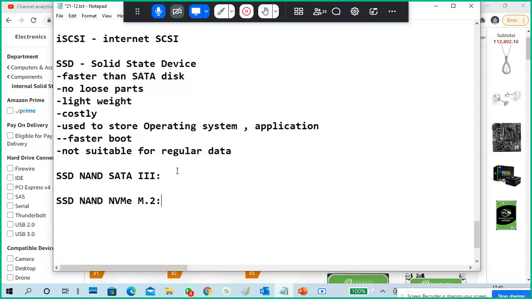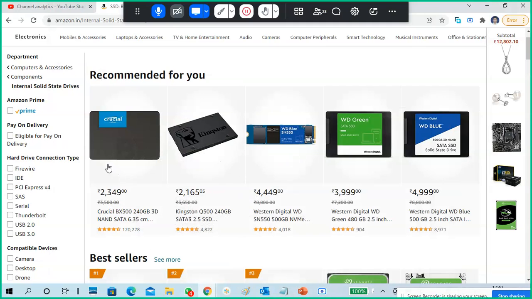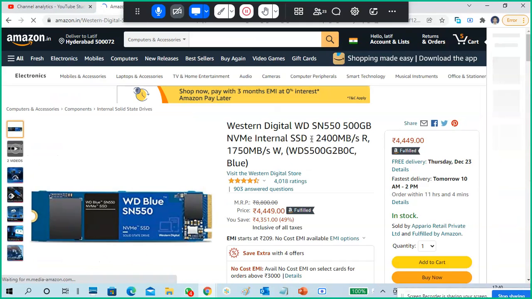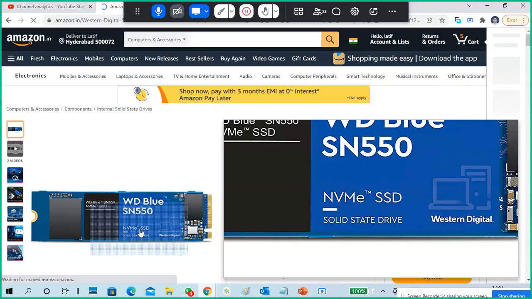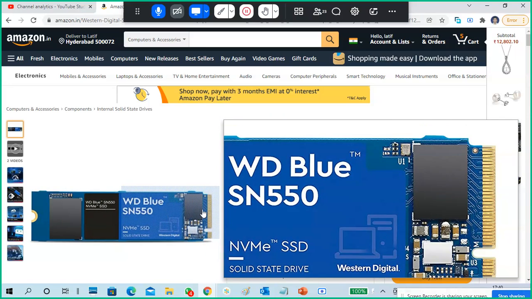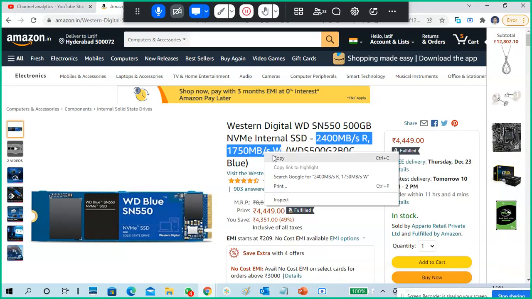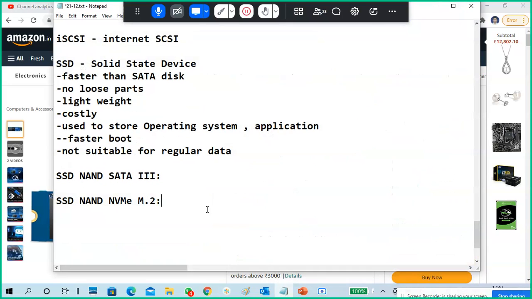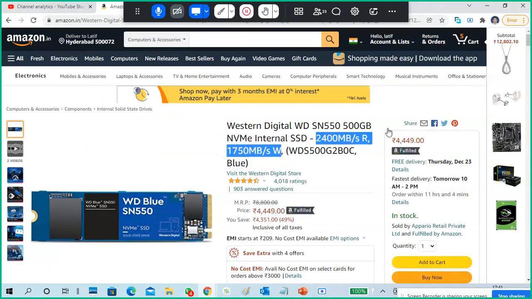So what is the difference between these two? It is the speed of data transmission. If you look at the read and write speed of this type of SSD, NVMe SSD, it is like a circuit board. You can directly insert it on a motherboard. No cables, nothing. Just directly insert into your motherboard.